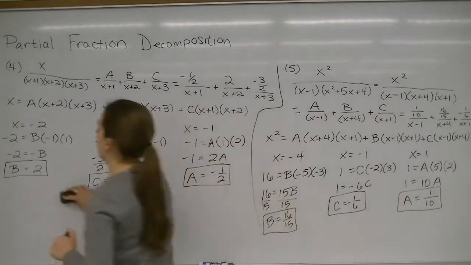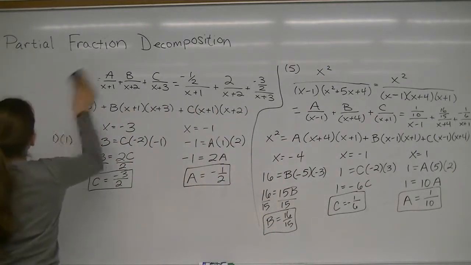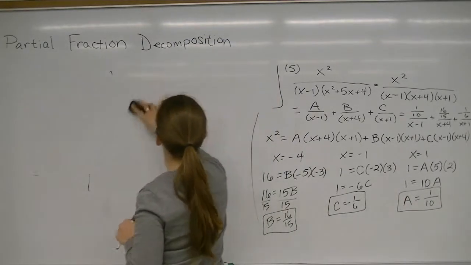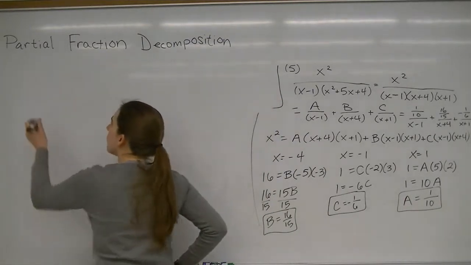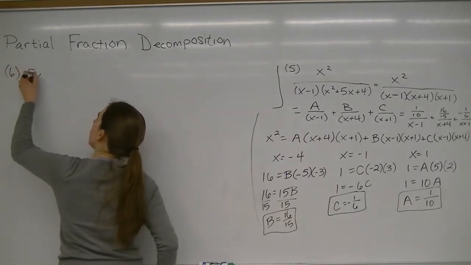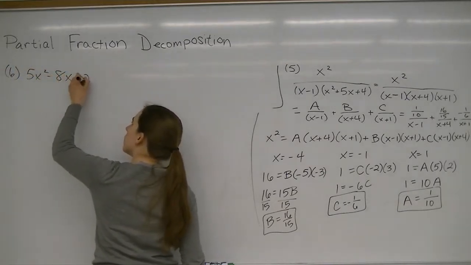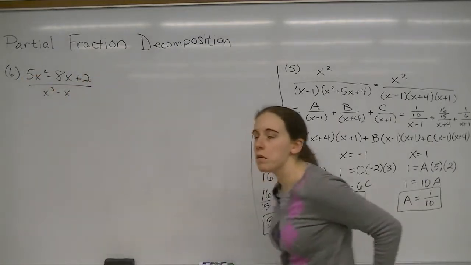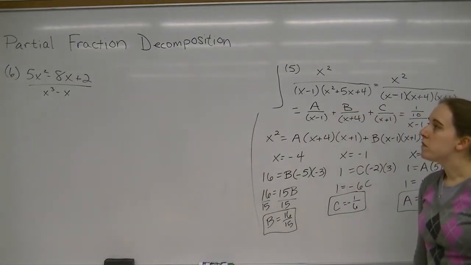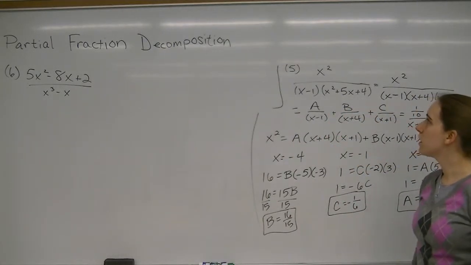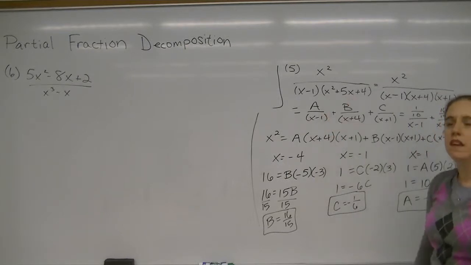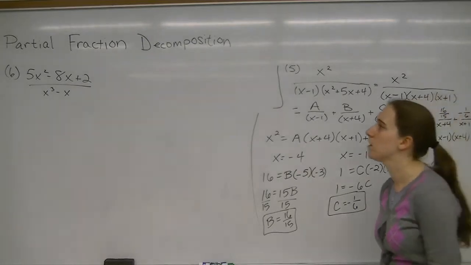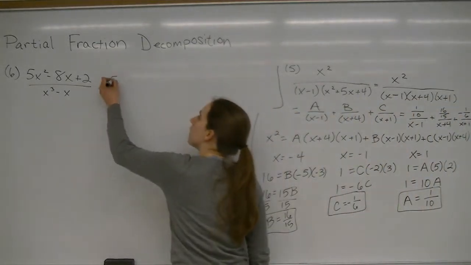Okay, one more example. We want 5x squared minus 8x plus 2 over x cubed minus x. Again, we want to decompose this. So at first glance, this is a similar example where we don't see how this can be decomposed. We also don't factor cubics very much. But this one actually isn't difficult.